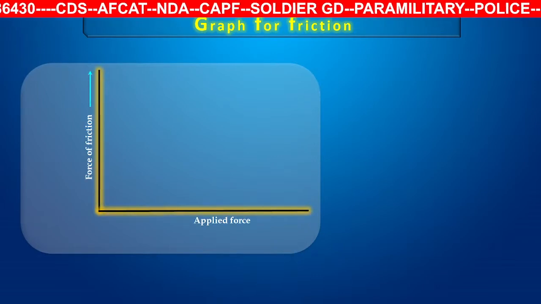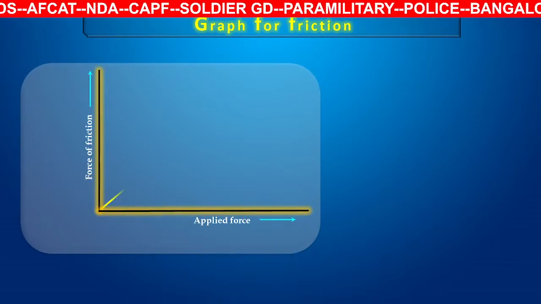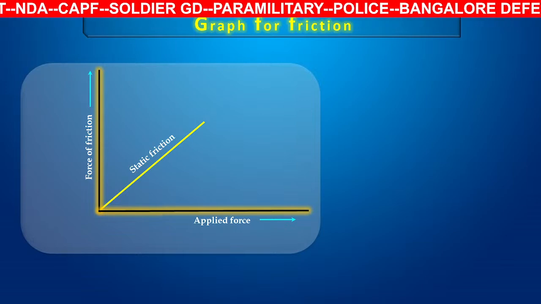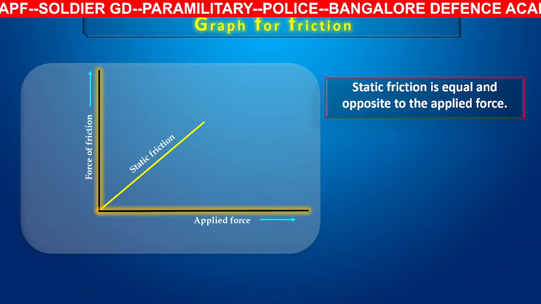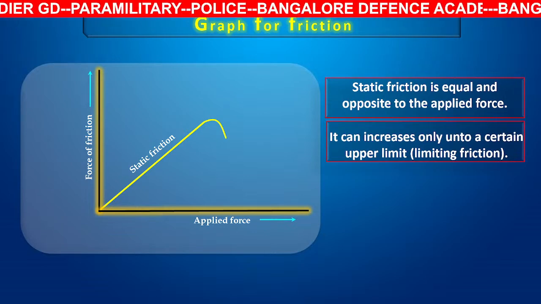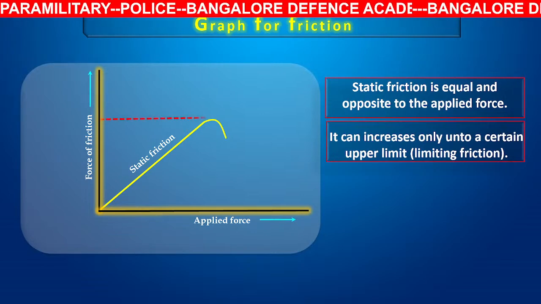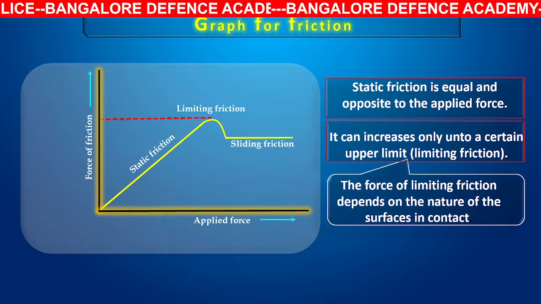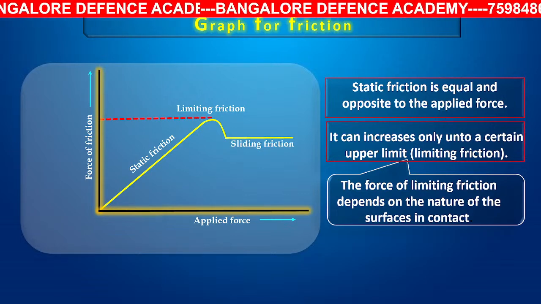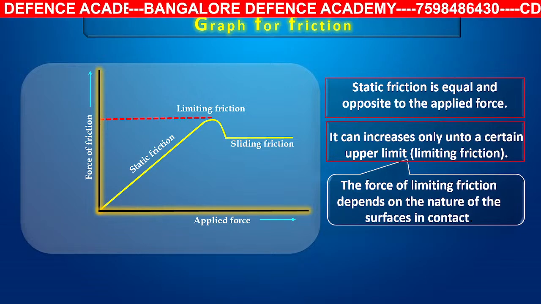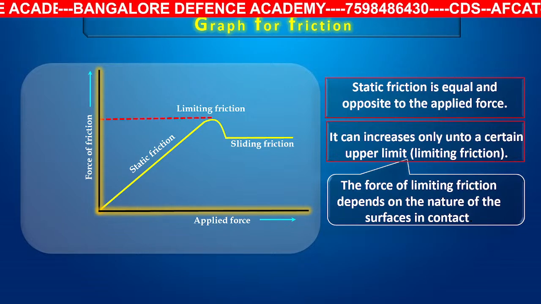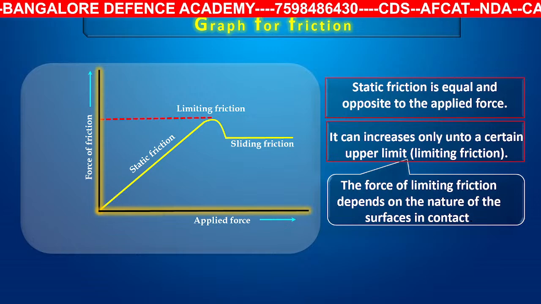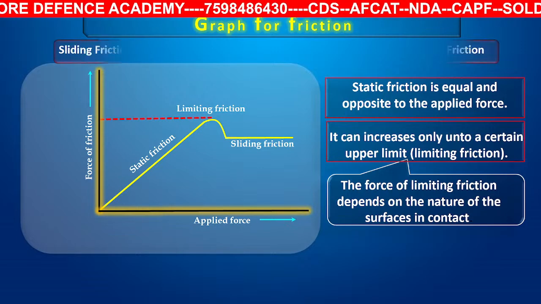Okay, now imagine a graph for friction. This is the x-axis and y-axis: applied force and force of friction. It is always a straight line from the origin. Okay, so it can increase only up to a certain limit and then it falls down, limiting friction, and then this is called sliding friction. So initially you have to overcome the static friction, then it stops, then gradually it falls, then sliding friction is continuous. So this is the graph of the force here.